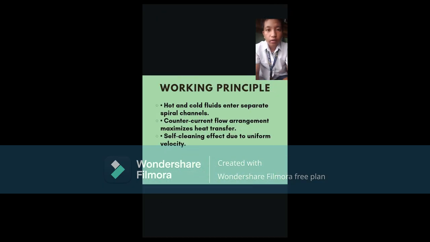Hot and cold fluids enter separate spiral channels. Counter current flow arrangement maximizes heat transfer. Self-cleaning effect due to uniform velocity. The two fluids enter separately into each spiral channel.